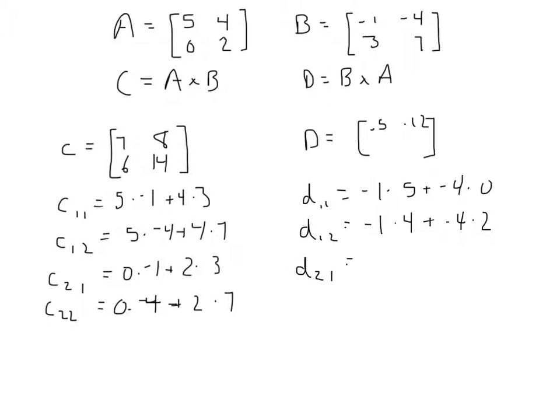D21 we will have 3 times 5 plus 7 times 0 will be 15. And D22 we will have 3 times 4 plus 7 times 2, so that's 12 plus 14 is 26. So as you can see, A times B gives a very different result from B times A.